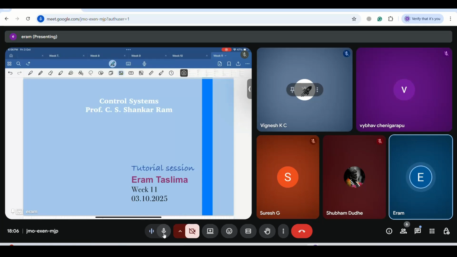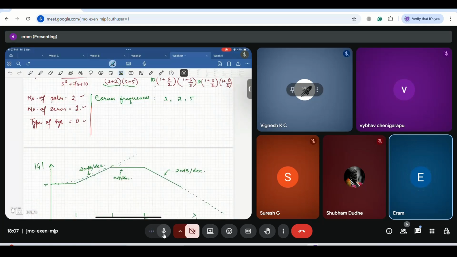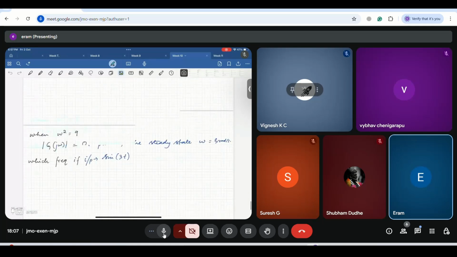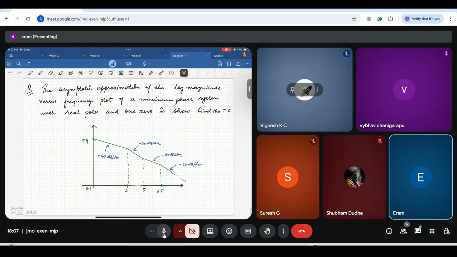Before that, in the previous week, I gave you one question to solve. Did anyone try? Is anyone able to get the transfer function of this question? Okay, so let's start by solving this question only.